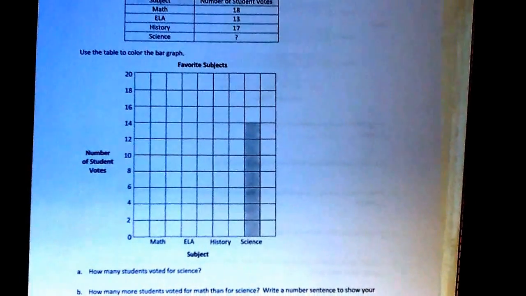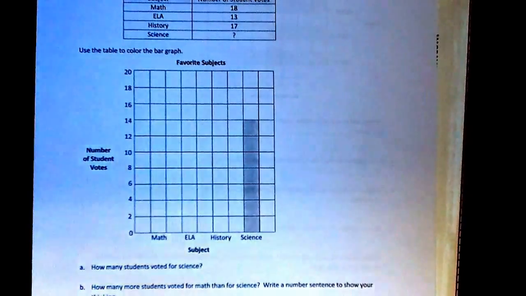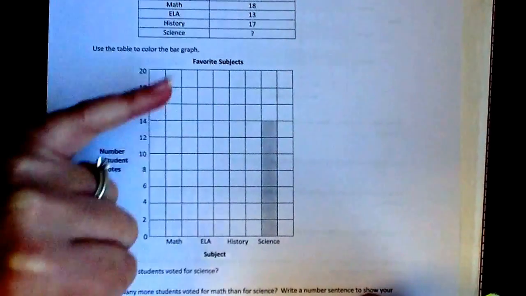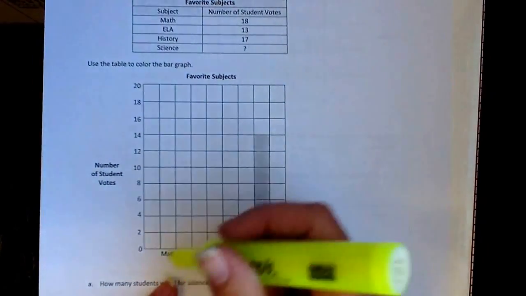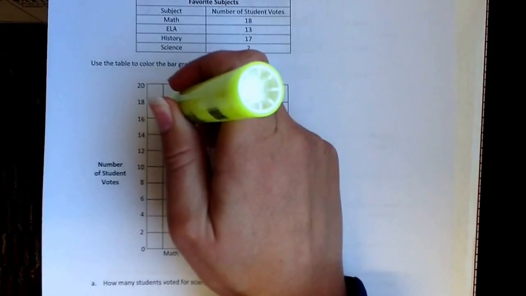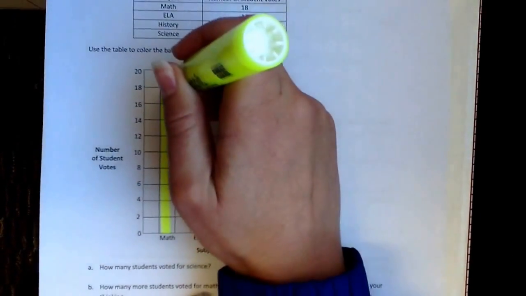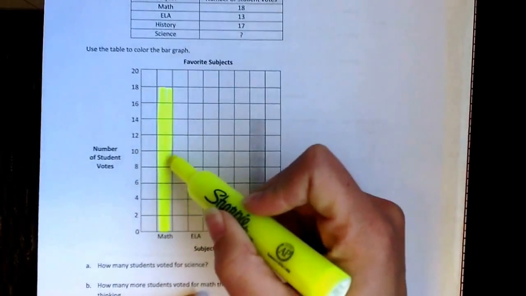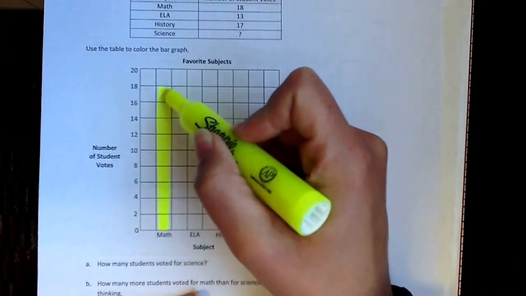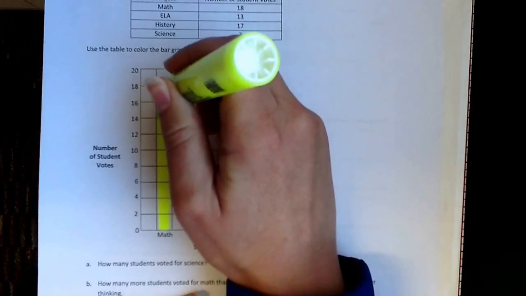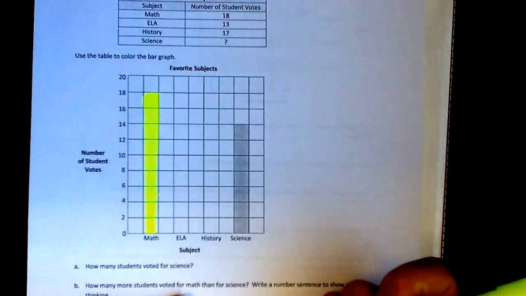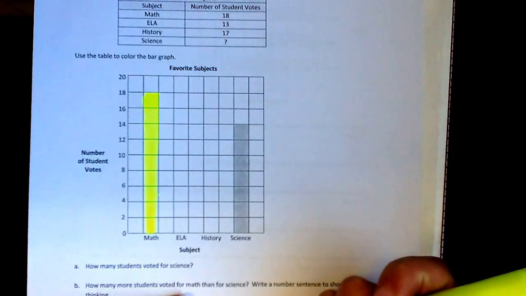So if I come down here, math, look at my scale on the side. Am I counting by ones or am I counting by twos? Hopefully you see that we're counting by twos. Math goes up to 18. So I'm going to color all the way up to the 18. If we count up, there's 2, 4, 6, 8, 10, 12, 14, 16, 18. Remember, it's really important with bar graphs that you make sure that you stop at that line, that you don't go over it. Otherwise, you'll be misrepresenting your data.